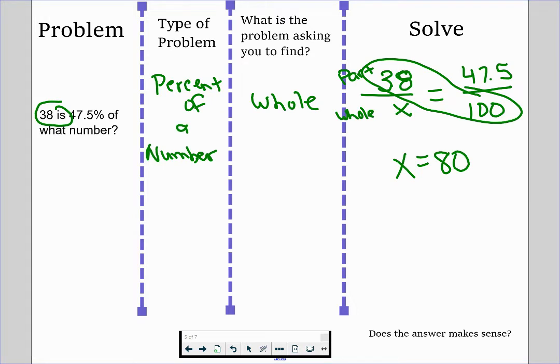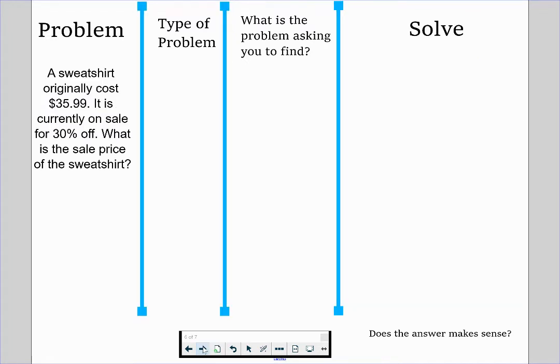And if I think about, does that make sense? Well, 38 out of 80, that's a little bit less than half, because 40 out of 80 is half, which makes sense for what this percent is, because 47.5 is a little bit less than half. So it does make sense for what numbers I'm dealing with.